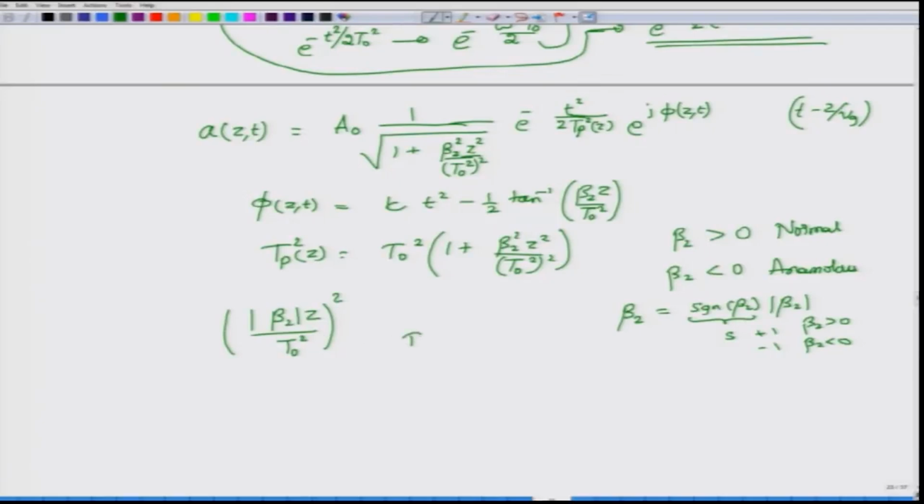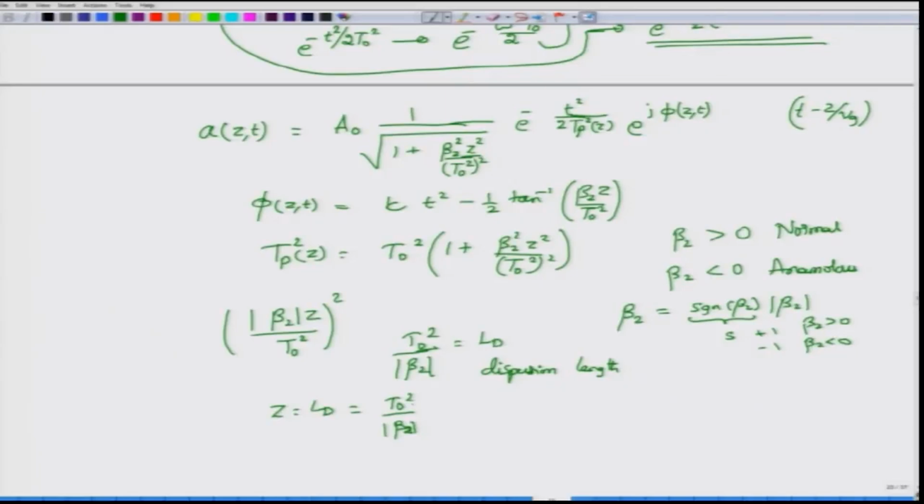Let me go ahead and denote this t 0 square by magnitude of beta 2 as L d, and call this L d the dispersion length. So, what is this dispersion length? The dispersion length will tell you that when z is equal to L d, meaning when z is equal to t 0 square by magnitude of beta 2, which of course depends on what t 0 you have been given and what the magnitude of beta 2 is at that particular frequency.